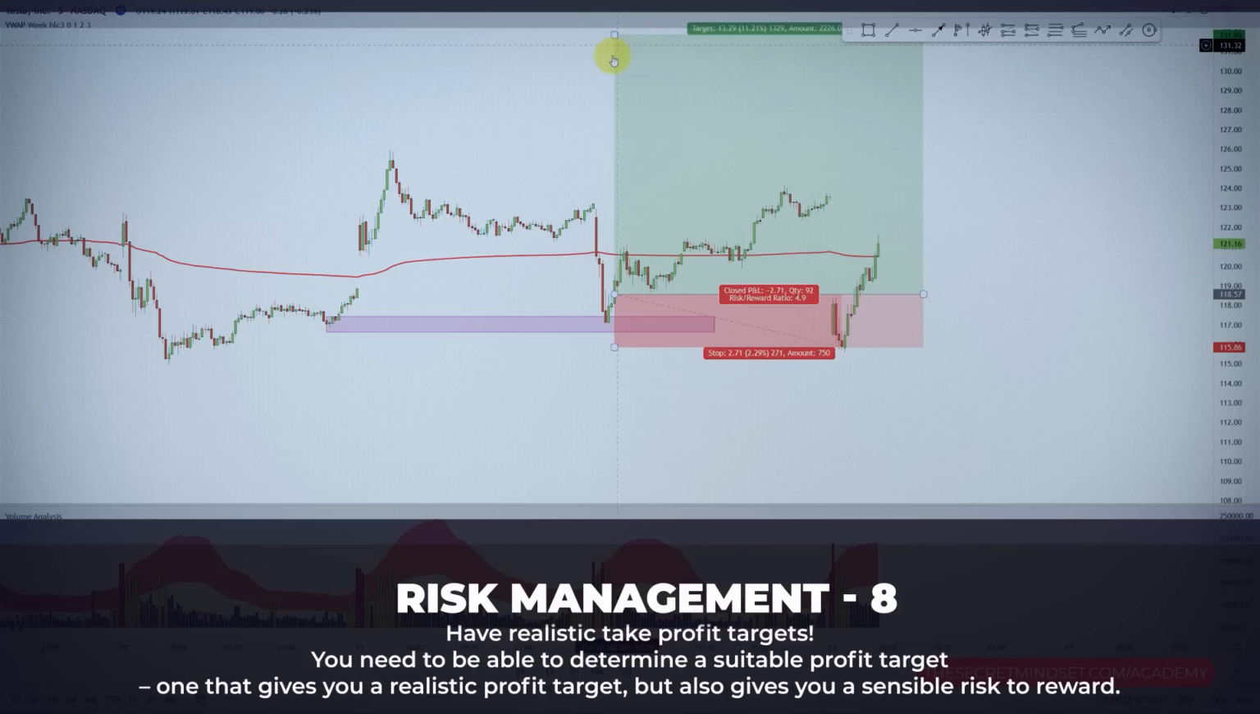Using a wider take profit means that the price won't be able to reach the level as easily. And if your stop loss strategy isn't on point, you will most likely see a decline in your win rate. You need to be able to determine a suitable profit target, one that gives you a realistic profit target, but also gives you a sensible risk to reward.